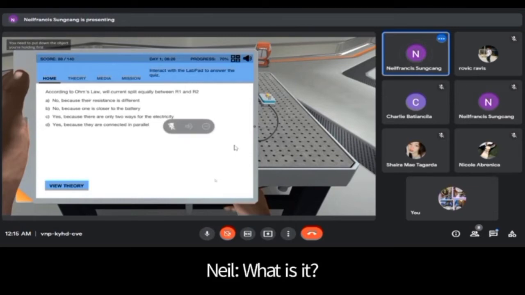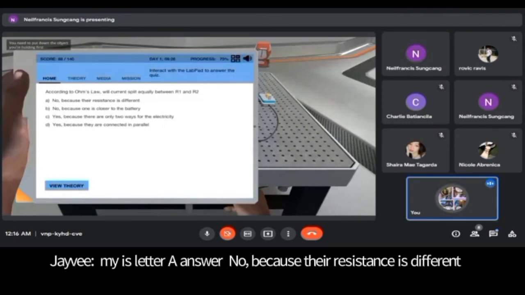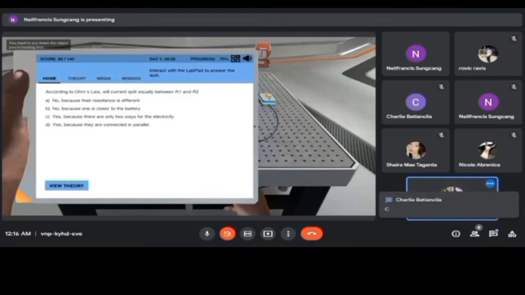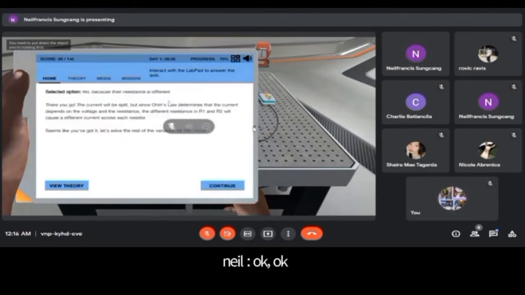Ano ba? Sibre. Because they are the only two ways for the electricity. Ang answer ko, no, because their resistance is different. Try muna natin. Sige.